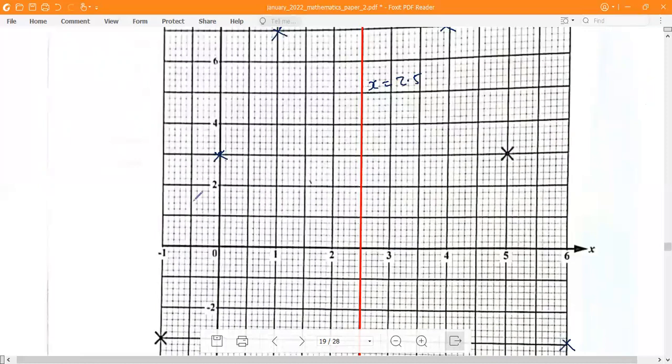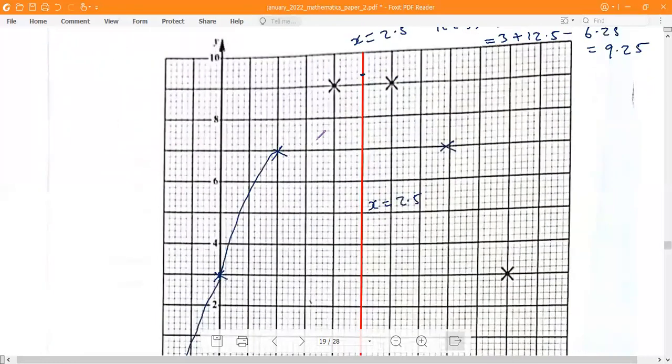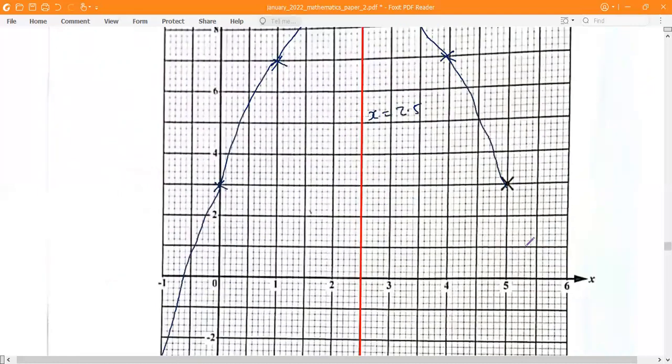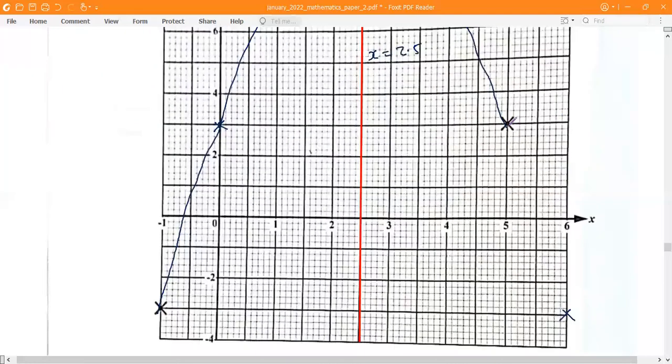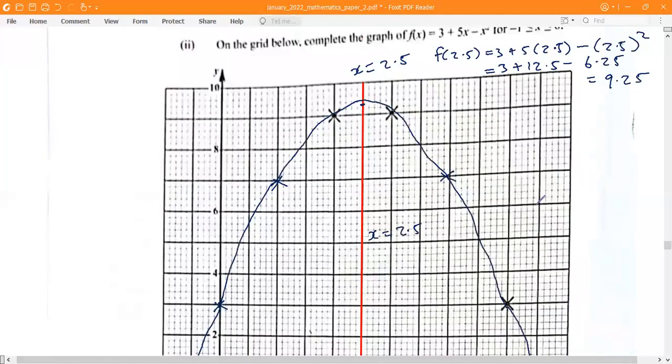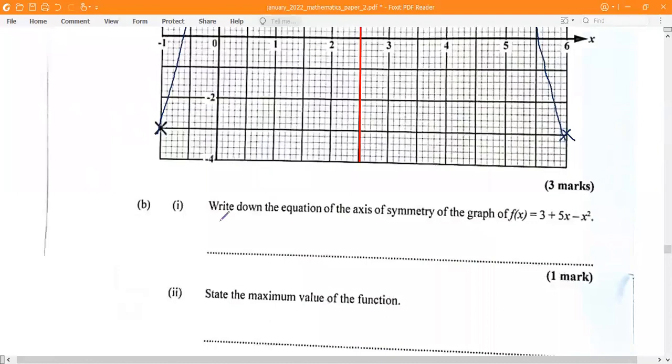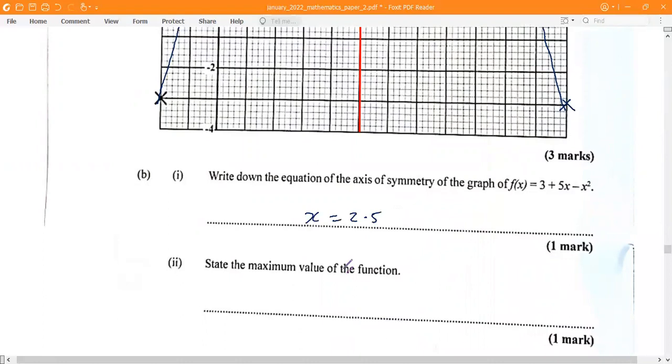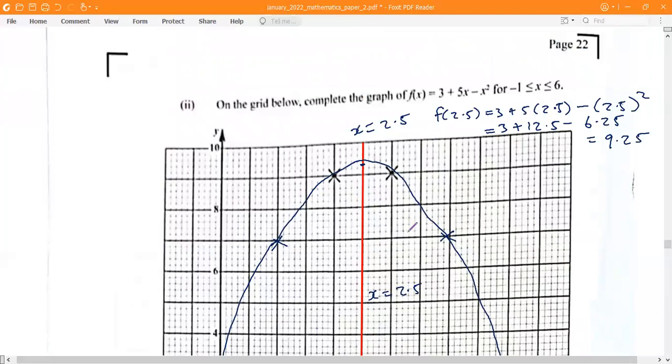So if we had to sketch this graph, we draw a smooth curve through these points, freehand. It looks something like this. All right, so equation of the axis of symmetry, x is equal to 2.5. Still the maximum value of the function. Well, we calculated that to be 9.25.